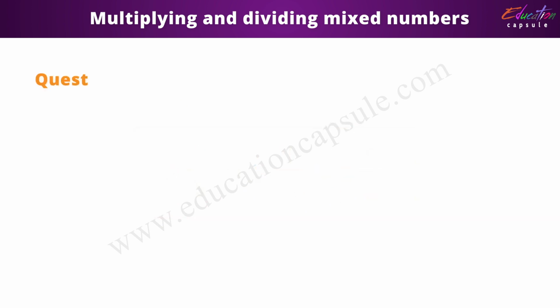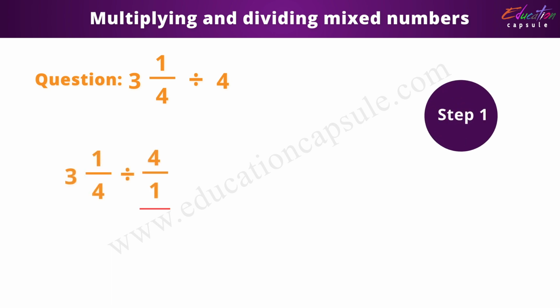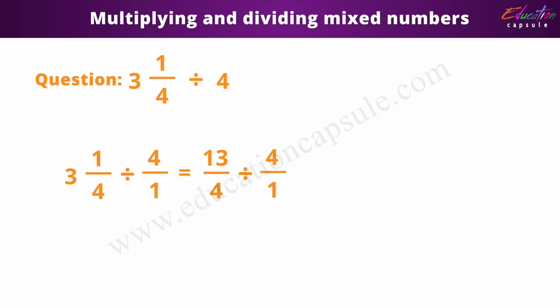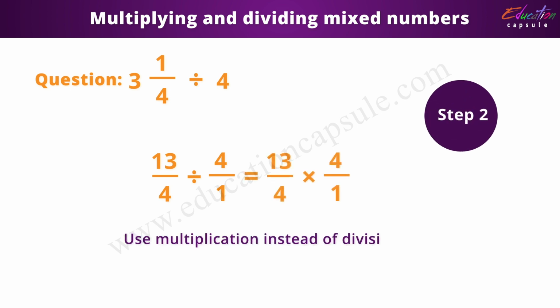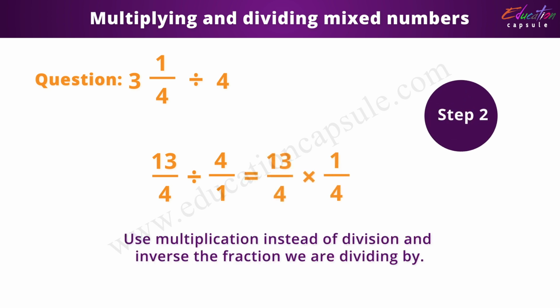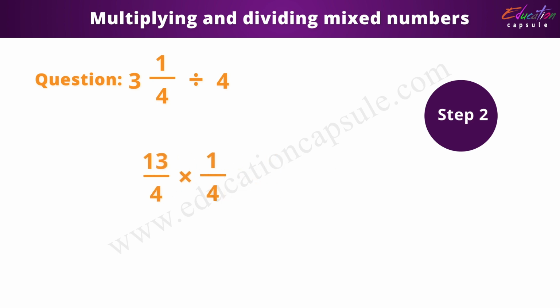Next question. What is 3 wholes and 1 quarter divided by 4? Step 1. Write the whole number as a fraction and write the mixed number as an improper fraction. Therefore, we can write it as 13 quarters divided by 4. Step 2. Use multiplication instead of division and invert the fraction we are dividing by. So we can write it as 13 quarters times 1 quarter.